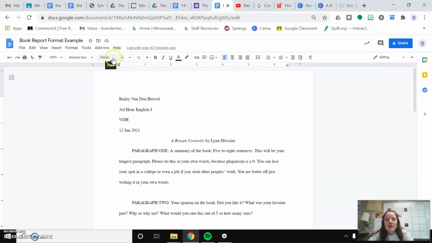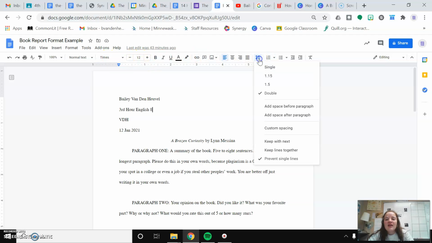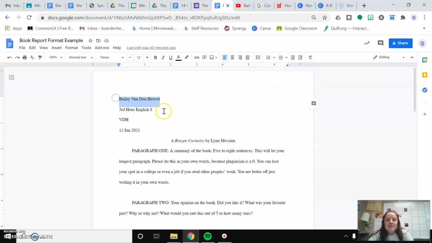The first thing I'm going to do is make sure it's in Times New Roman 12-point font and that everything under line spacing is double spaced. So then I'm going to write my name, click enter once, and then the class period, third hour English 8. The teacher's name. I don't like going by Miss or Ms., so just VDH is fine. Then the due date. I don't have the exact due date yet because I'm a bad person, but I will figure it out.